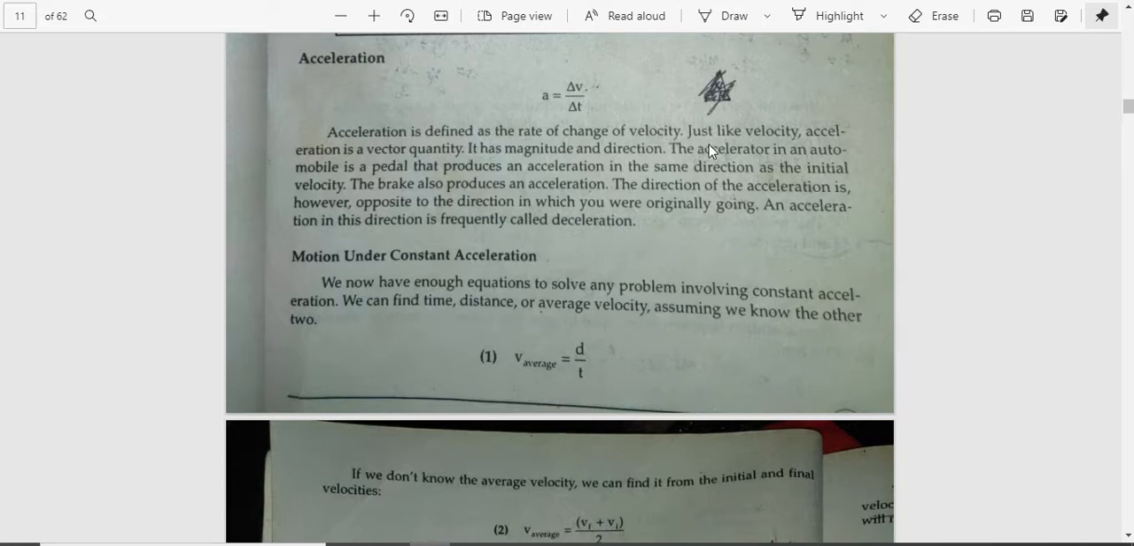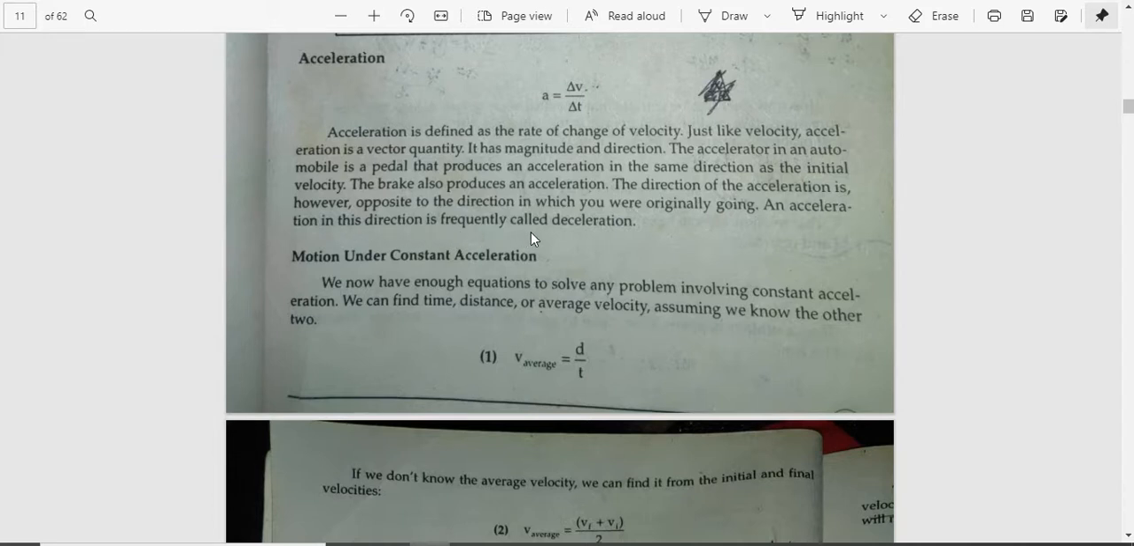Just like velocity, acceleration is a vector quantity with magnitude and direction. The accelerator in an automobile is a pedal that produces acceleration in the same direction as the initial velocity. Then the brake produces an acceleration in the opposite direction to which they are originally going. An acceleration in this direction is frequently called deceleration.